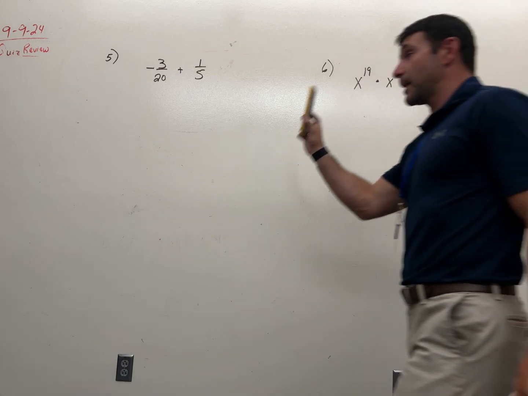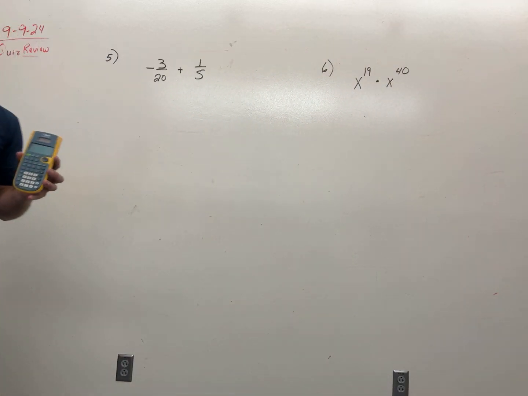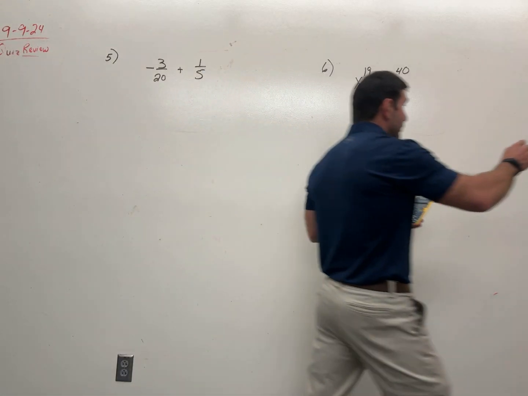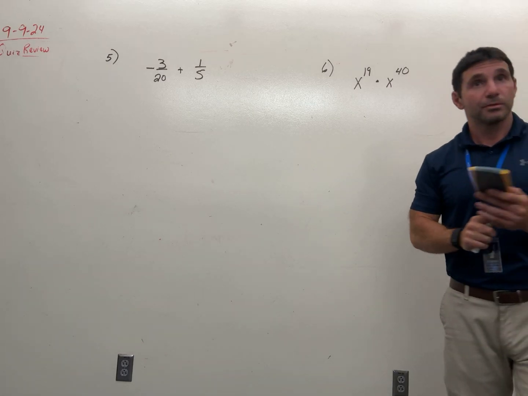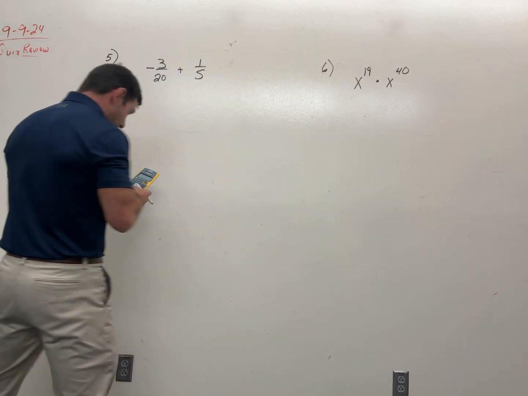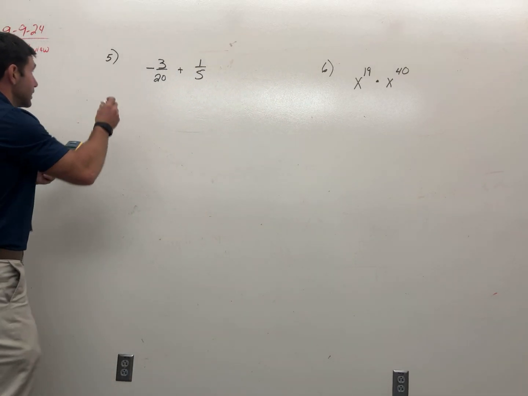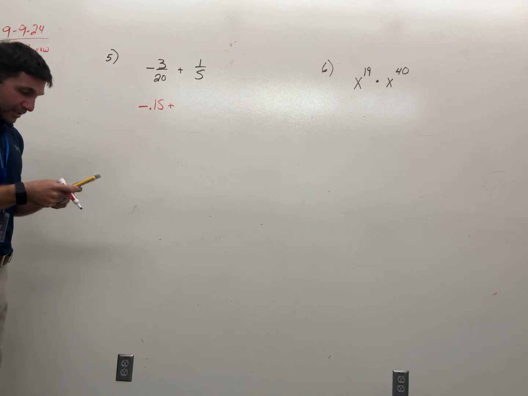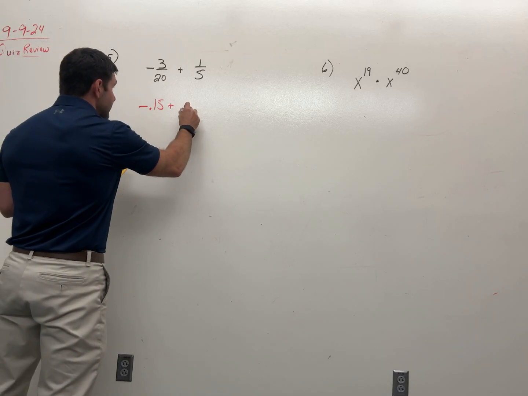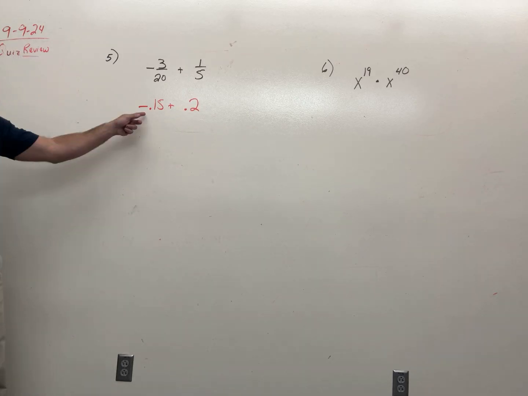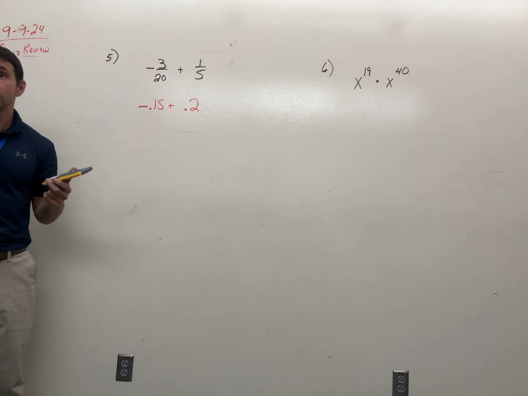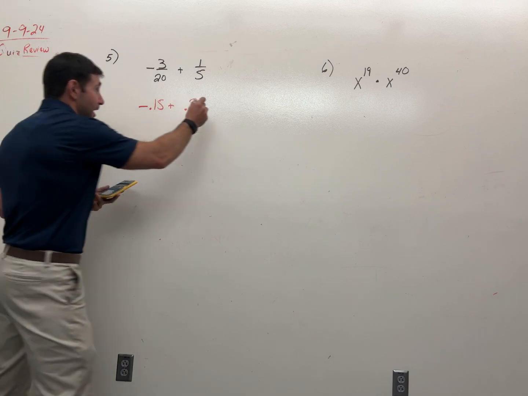Let's do number 5. I do this a little bit differently. I'm going to break it down to decimals. I do -3 divided by 20, and that gives me -15/100 plus 1 divided by 5 gives me 2/10. So all I've done was change those to decimals because a fraction is a division problem. Now I'm going to add.